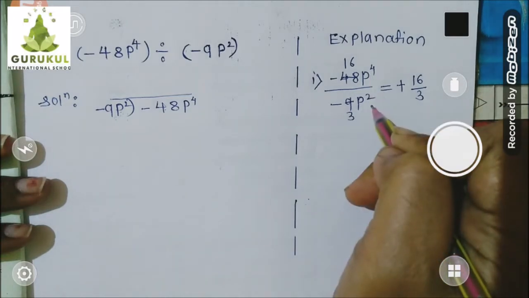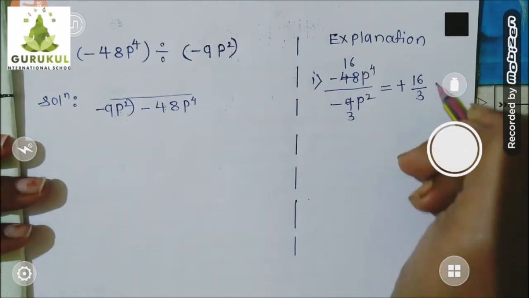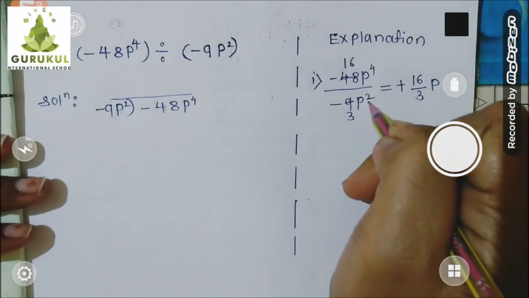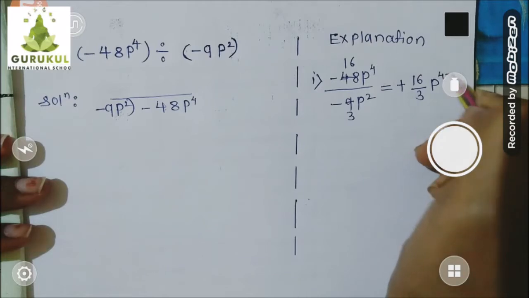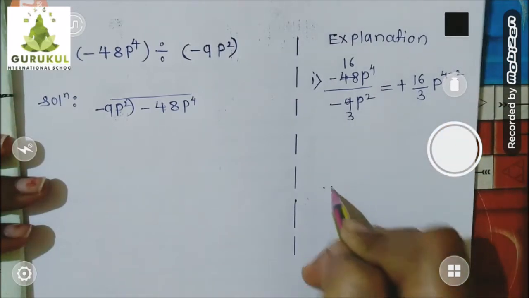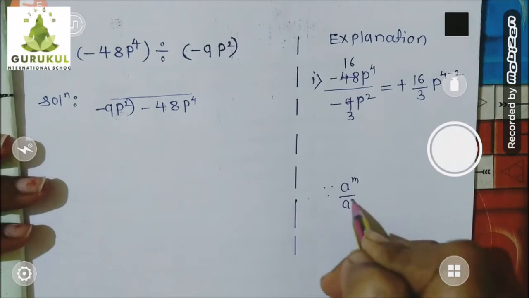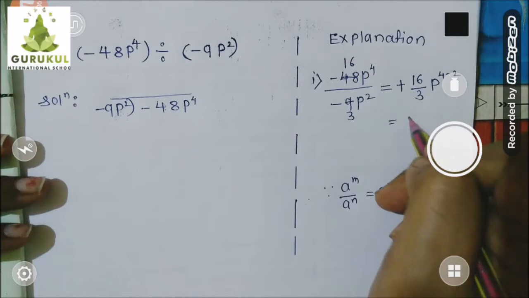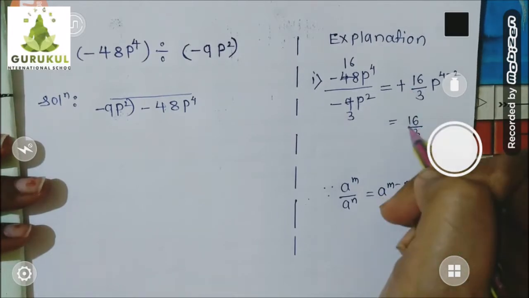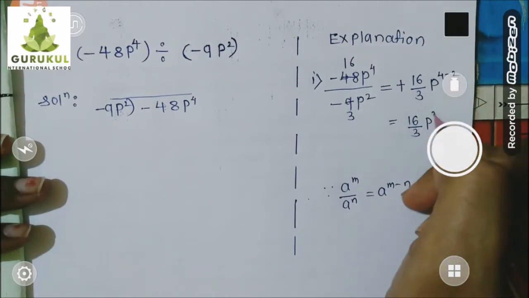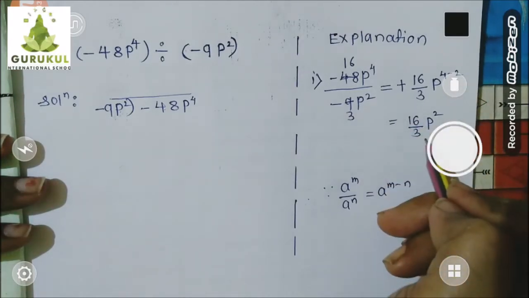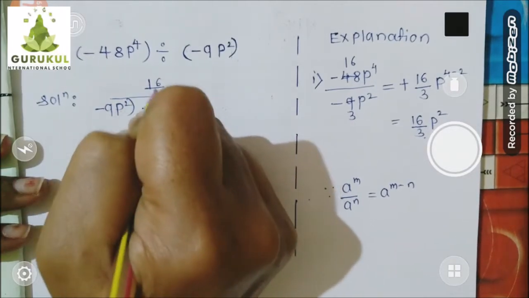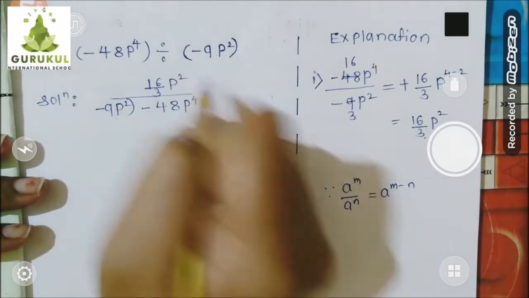And now about the variable. You know very well both have the same variable. So I will write it once, and upper variable's index minus lower variable's index. So I will write 4 minus 2 by applying the law a raised to m divided by a raised to n is equal to a raised to m minus n. Now let's solve it. 16 upon 3, every time no need to write the plus sign. P raised to 4 minus 2 is p square. So this becomes the quotient, children, and I will write it over here: 16 upon 3 p square.